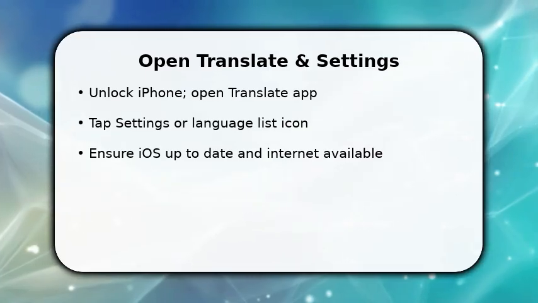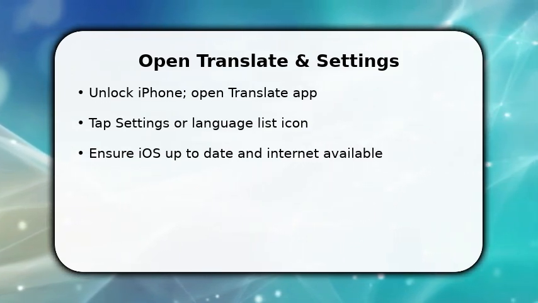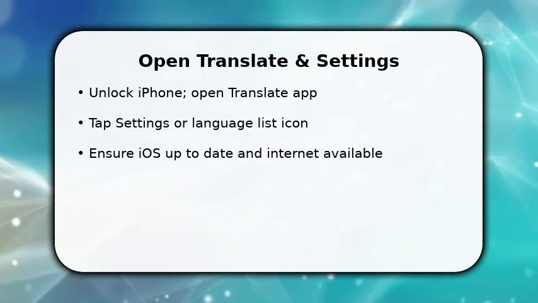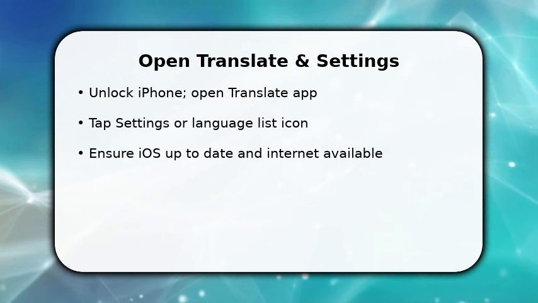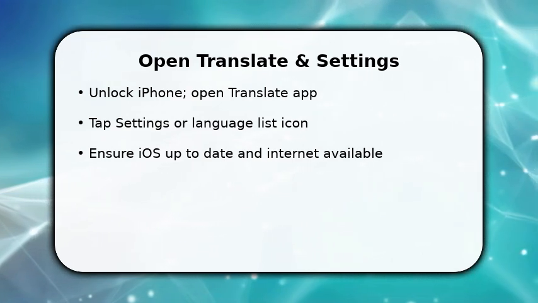You begin by opening the Translate app and confirming your device is updated. This avoids missing features. Once inside, tap the language list or the gear shape settings button to view installed languages. You want to be in the app's language management view so you can add options directly.